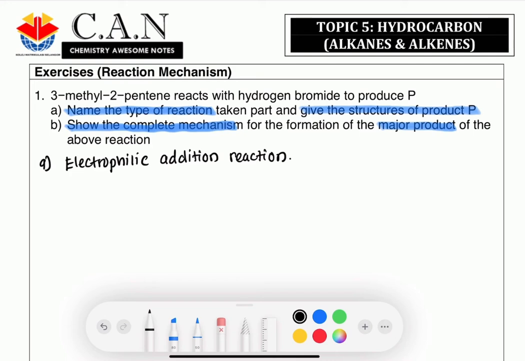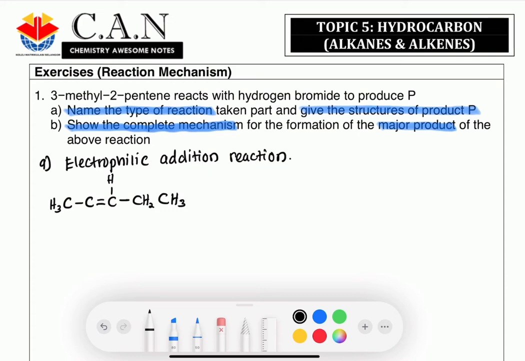Now you can start by drawing 3-methyl-2-pentene. So I have here 1, 2, 3, 4, 5. Pentene is 5, so we have 5 carbons. And 2-pentene means the double bond is located at carbon number 2 and carbon number 3. So the double bond will be here, and therefore the rest you can fill with CH3. This one is CH2, this one is H, and this one is CH3. So this is your 2-pentene.